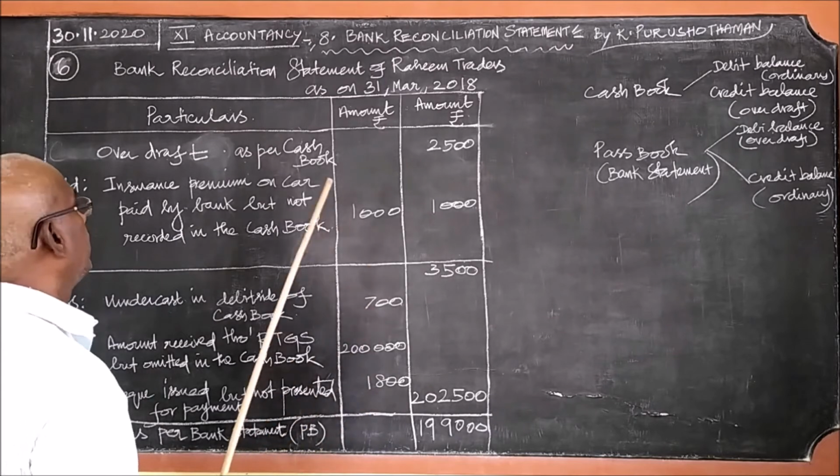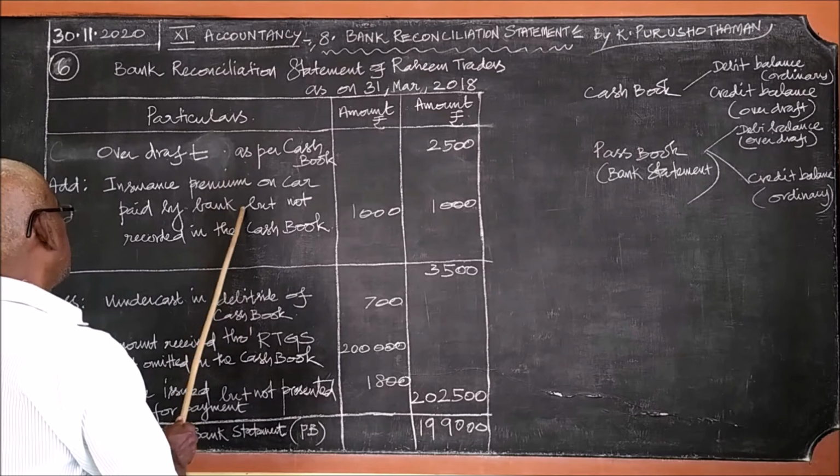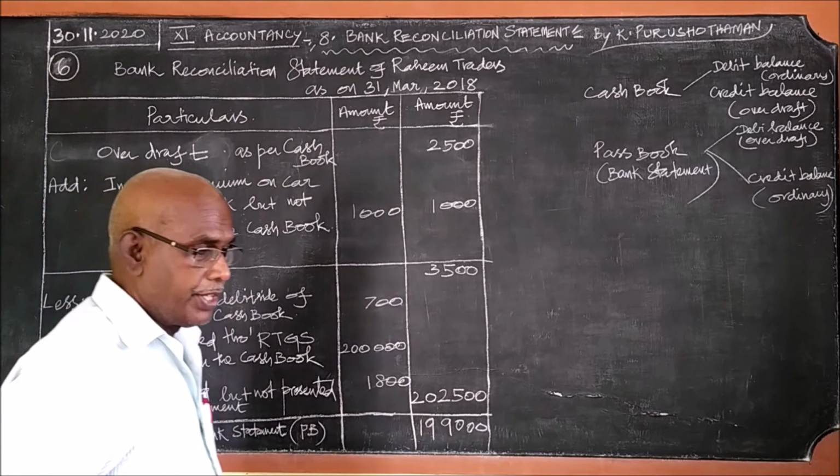Now we shall come to the point: why these items are coming under less and why this item is appearing under add. We shall see one by one.